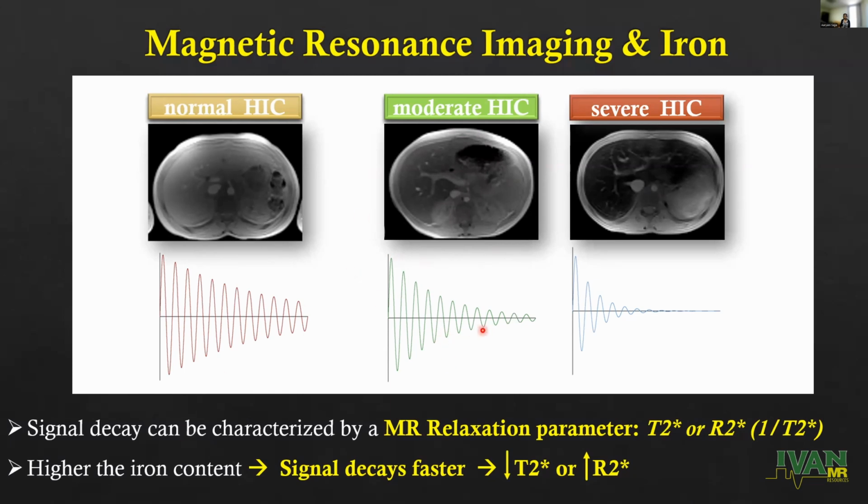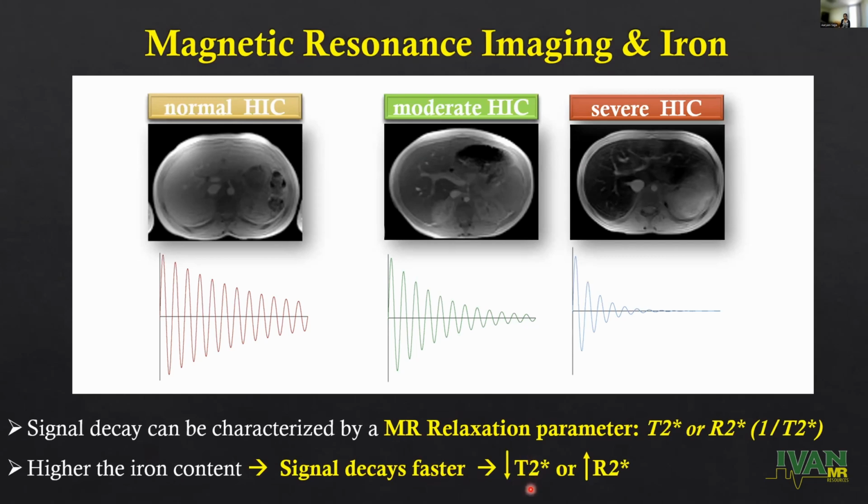And you can see the signal decay is much steeper. So you can actually quantify the rate at which it is decaying and use that to estimate the amount of iron that is there. The higher the iron content, the faster the signal decays. So you should know about T2 star.